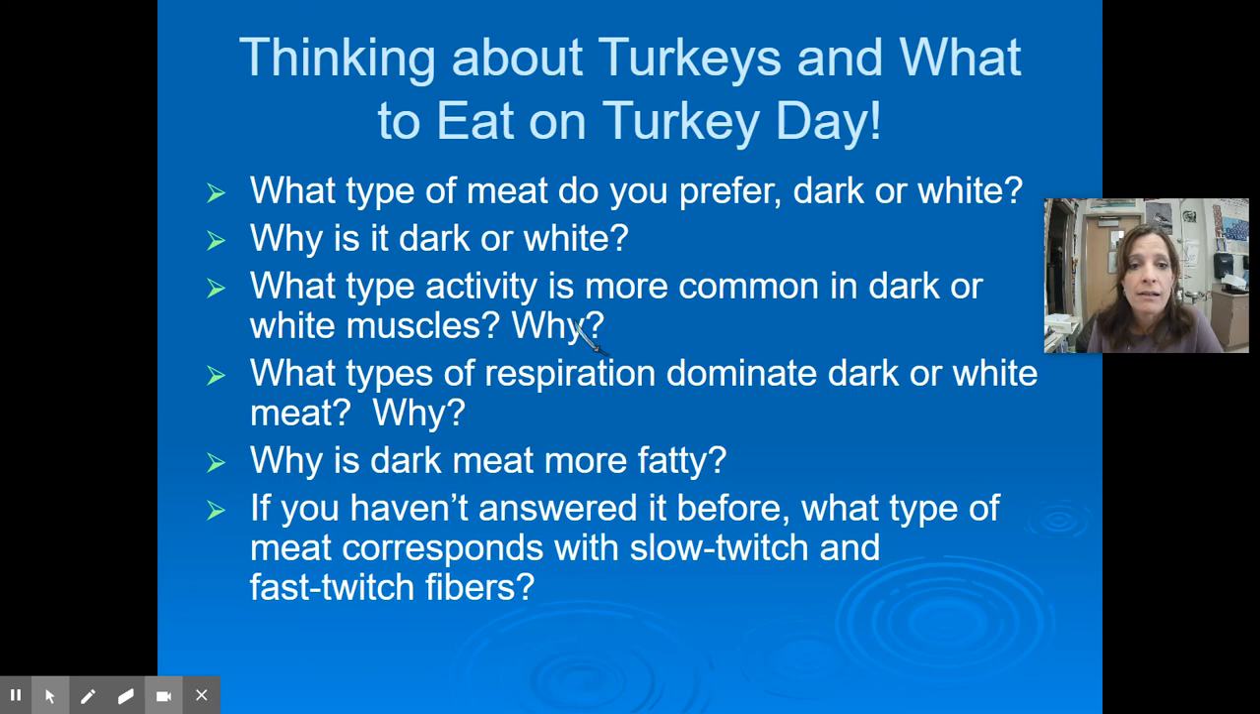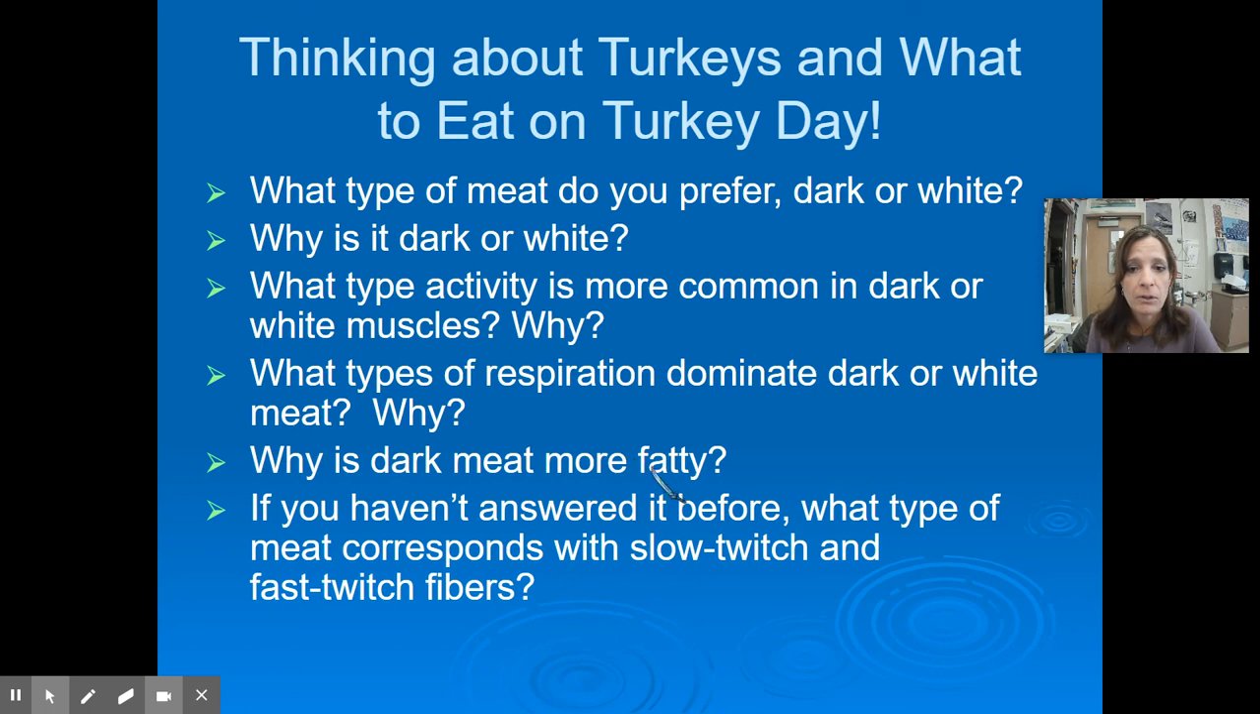But anyway, so their activity in their breast meat is very short and quick and strong, and so that's why it's white. However, if you look at the leg meat, right, leg meat is dark, and turkeys walk most of the time, and so they need to be able to have a lot of energy from those muscles, which is why it's dark.